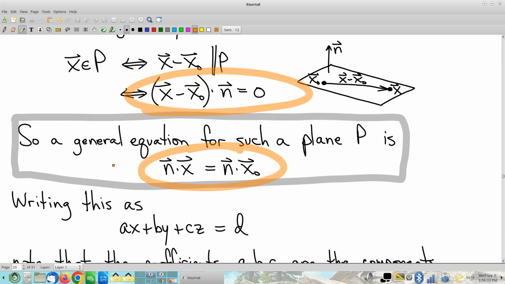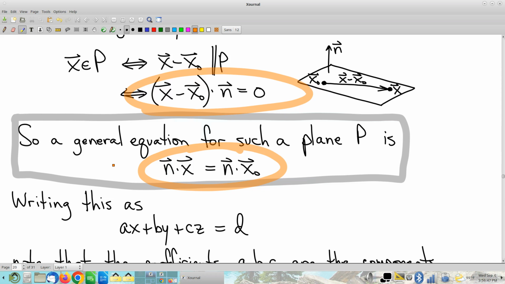Another way to say this is that all vectors x that are in the plane, they all give you the same dot product with n, just like x naught does. Right? That's a take that you can get out of this equation more so than that one. So it's a pro-con thing. They're both nice in their different ways. It's a good idea to be familiar with both of them.